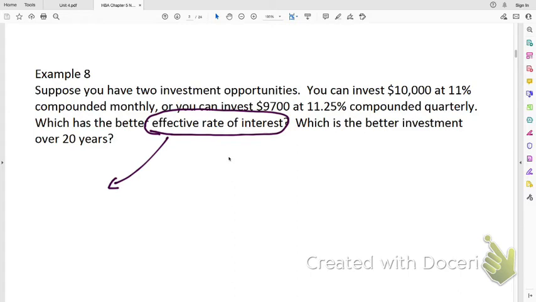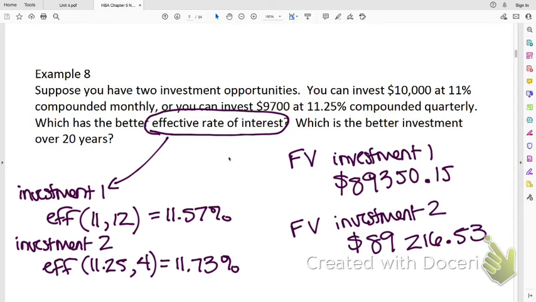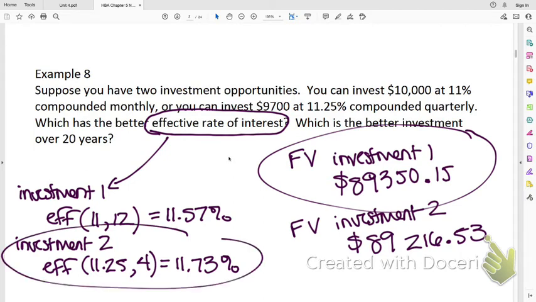So take a minute on your calculator, find the effective rate for investment 1. Okay, and investment 2. Then we'll answer question 2. All right, so investment number 2 had the higher effective rate.